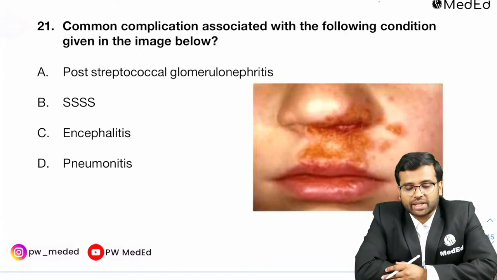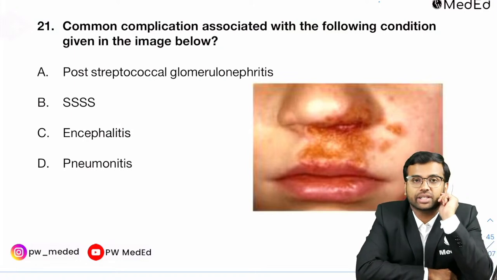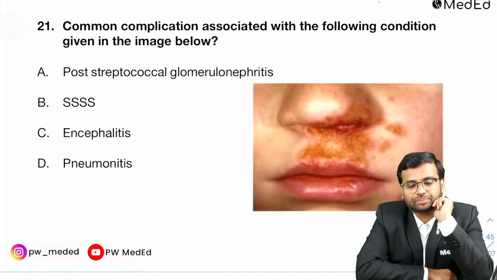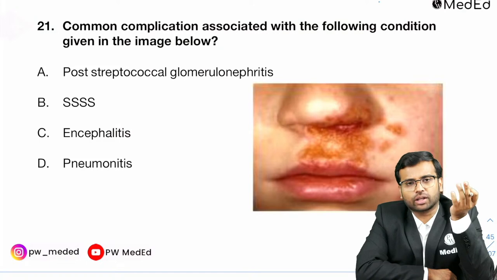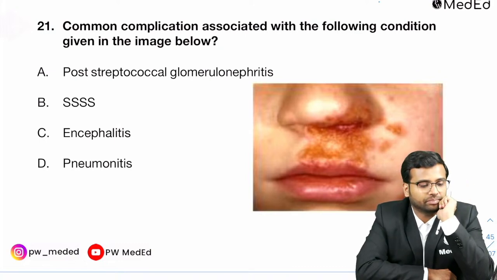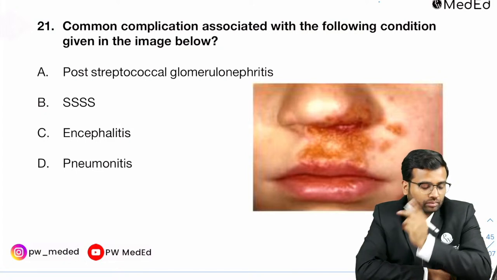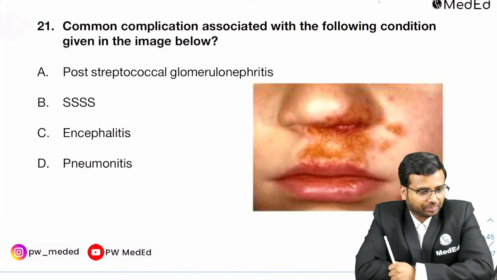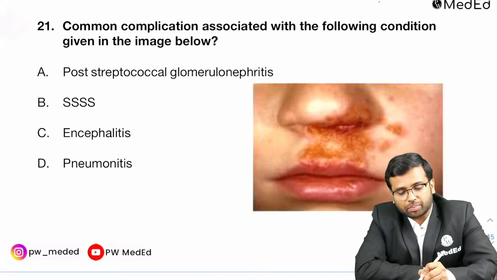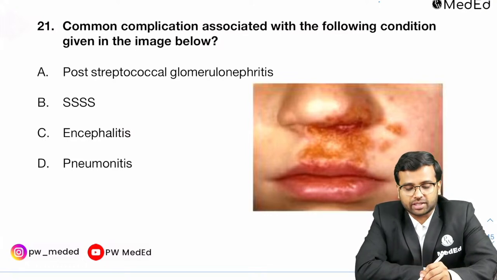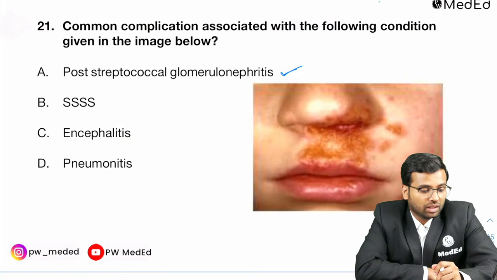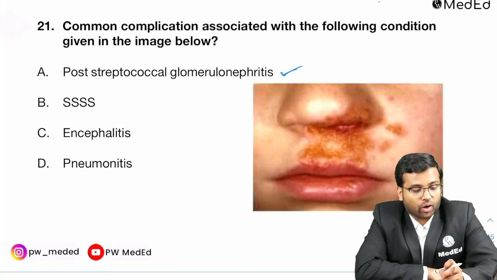The common complication that is associated with the following condition given in the image below. Now, what can you see in this image? Options are post-streptococcal glomerulonephritis, staphylococcal scalded skin syndrome, that is 4S, encephalitis, pneumonitis. So what is the right answer here? So Raj says post-streptococcal glomerulonephritis. Anyone else who can answer? Bhavna also says that it is option A.